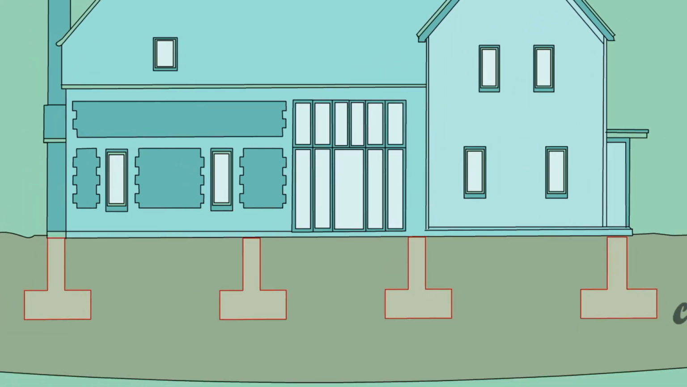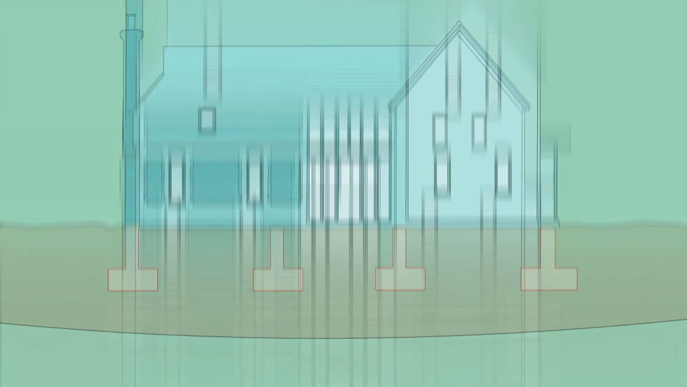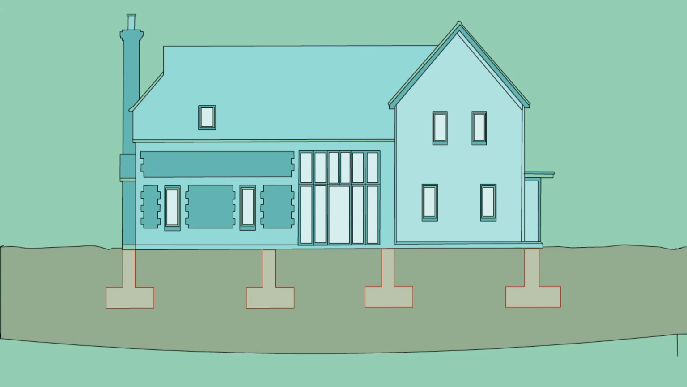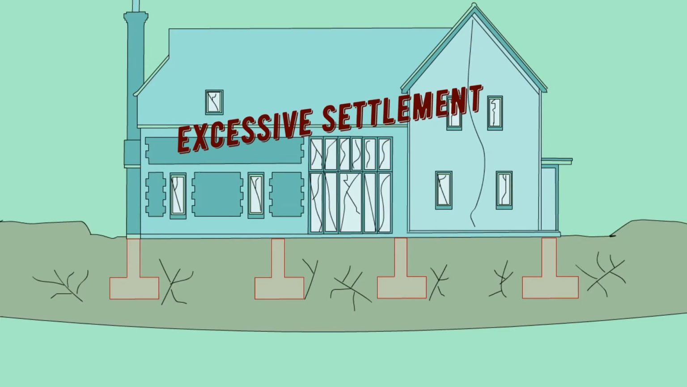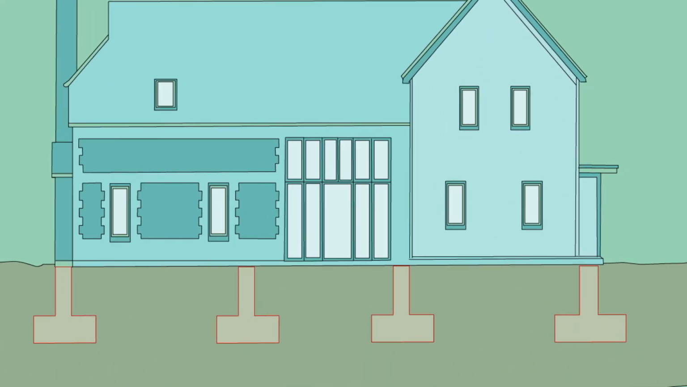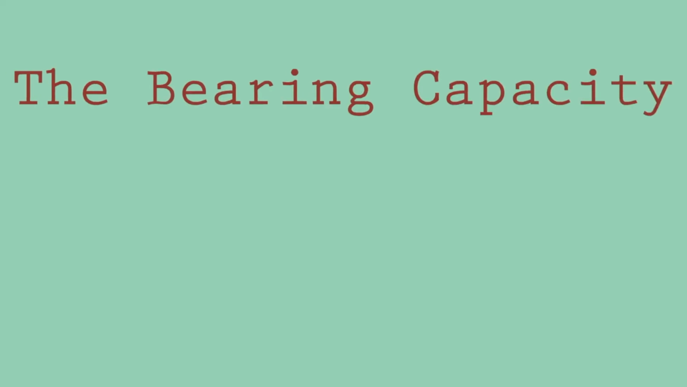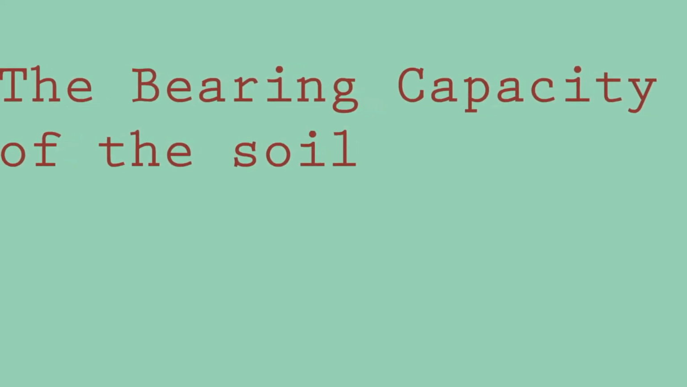The lowest part of a structure is generally referred to as a foundation. The main purpose of the foundation is to transfer the load to the soil without overstressing the soil. Overstressing the soil means either excessive settlement or shear failure of the soil. Due to this problem, the geotechnical engineer should evaluate what we call the bearing capacity of the soil.